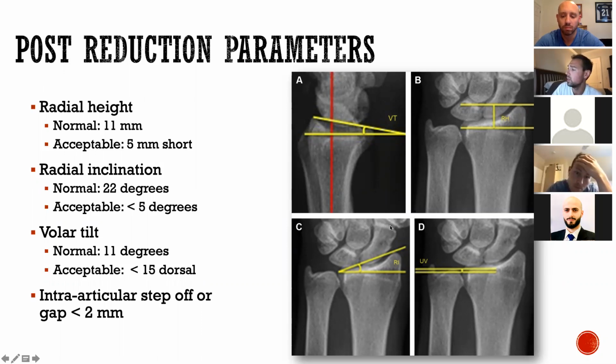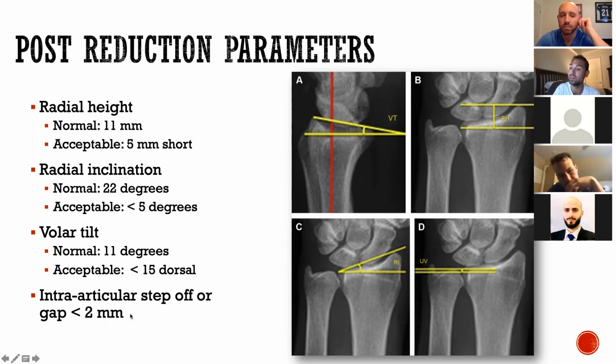Radial inclination, seen down here, is a similar line across at the DRUJ, and then a line that connects up to the radial styloid, and it's an angle, and that's 22 degrees. And then finally, volar tilt is a line perpendicular to the shaft axis on a lateral, and then the angle that that makes with the distal radius articular surface. And that's normally 11, and acceptable for post-reduction is usually less than 15 degrees dorsal. So 11, 22, 11, kind of easier numbers to remember if you need a way to do it.